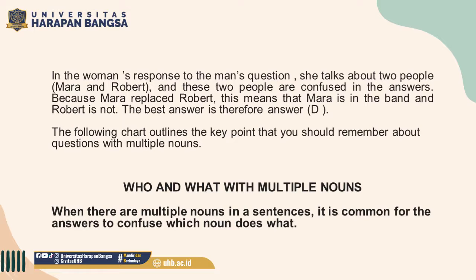Here is the explanation to find the correct answer. In responding to the man's question, the woman talks about two people, Mara and Robert, and these two people are confused in the answers, because Mara replaced Robert. This means that Mara is in the band and Robert is not. The best answer is therefore answer D. So we find the correct answer is D.